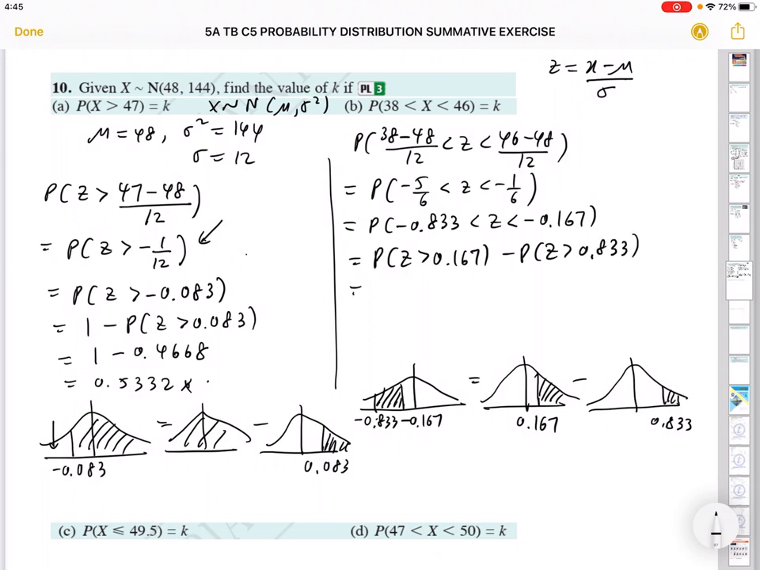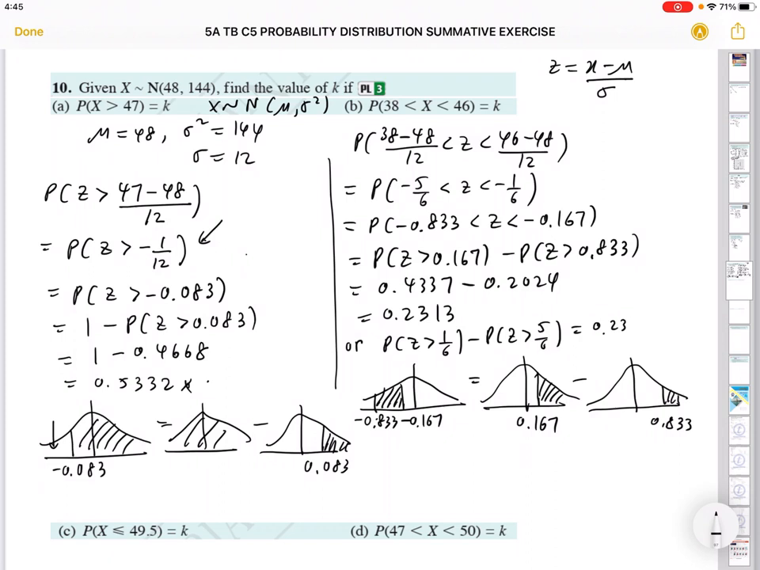I get 0.4337, 0.2024. This will be 0.2313. Now those who use calculator directly, it will be P(Z more than 1 over 6) minus P(Z more than 5 over 6). Your answer will be slightly different. It's 0.2315. Okay, yeah, 0.2315. I think I don't have to show you more.